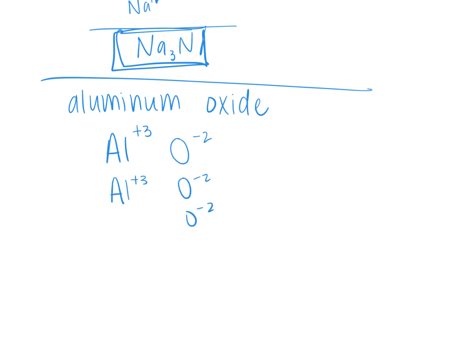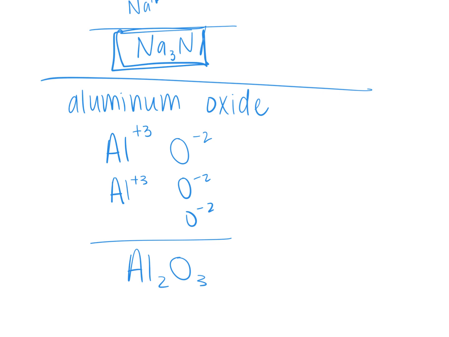I would agree. How did we know we're going to have to go there? We need to find basically the least common multiple between those charges, which would be a 6. So I've got to get my charges to 6 so that they balance out. And so that leaves me with Al2O3. Do we see how that comes together?